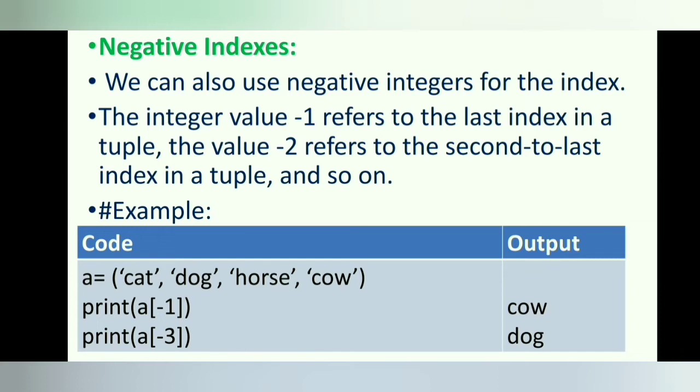Negative indexes. We can also use negative integers for the index. The integer value -1 refers to the last index in a tuple. The value -2 refers to the second to last index in a tuple, and so on. Example. In this example, a tuple is assigned to the variable a. Because we have used a negative index, print a[-1] will return the last value in the tuple, that is cow. Similarly, print a[-3] will return the value dog, which is the third item from the end.